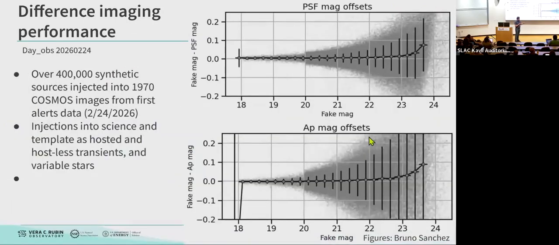Looking at these injected fake sources as ways of further assessing our performance, we are recovering the injected magnitudes very well. The one caveat I will give here is that in one of the fields, we were seeing about a 15 millimag offset. Still investigating exactly why that was showing up in one field. We'll work on that.